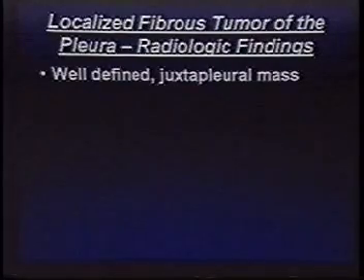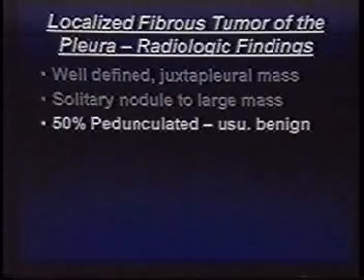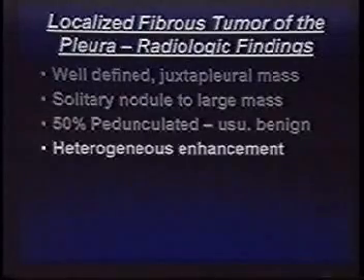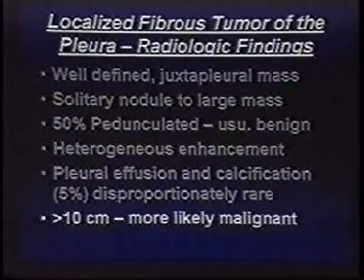Radiologic findings of localized fibrous tumors include a well-defined juxtapleural mass, which can vary in size from a small nodule to massive. 50% of these are pedunculated, and when they are, they are usually benign. They typically demonstrate heterogeneous enhancement. Pleural effusions and calcifications are disproportionately rare. And when they exceed 10 centimeters in size, they are more likely to be malignant.